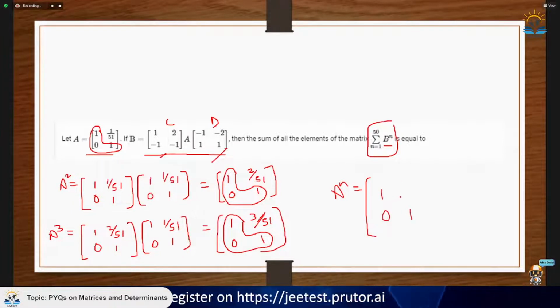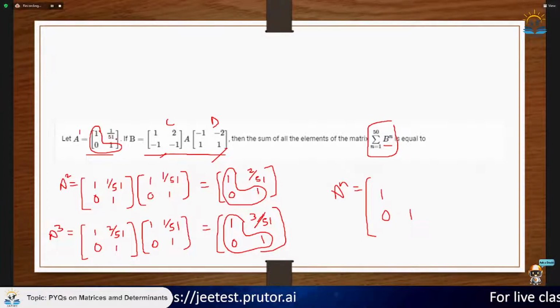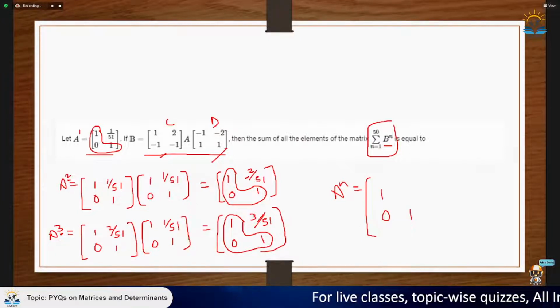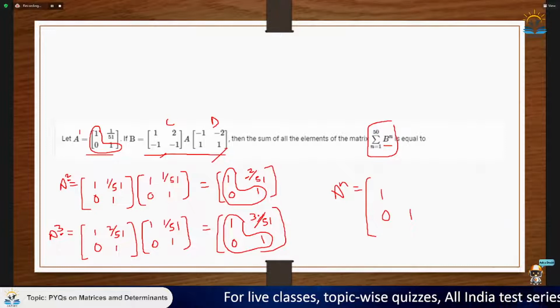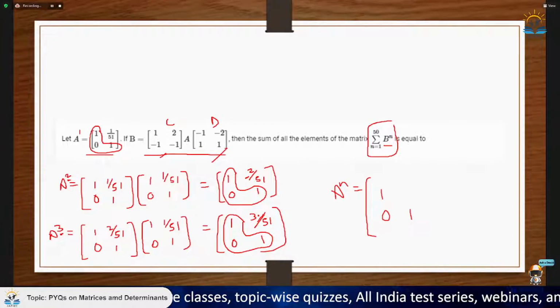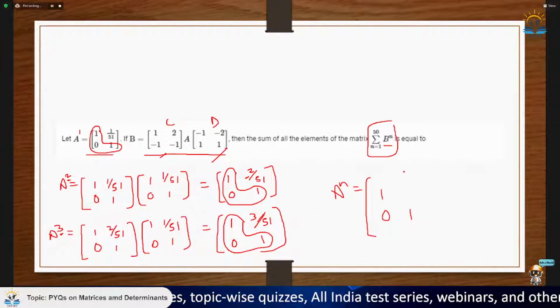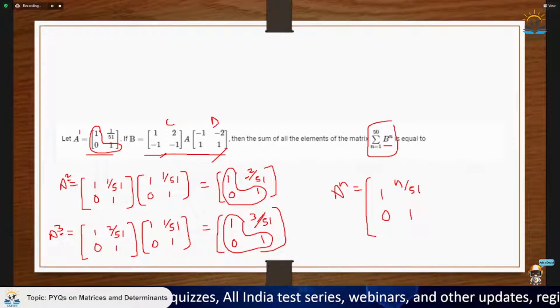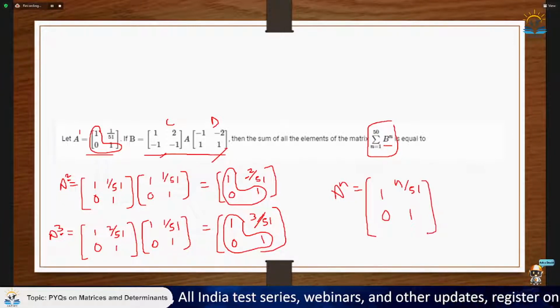You need to figure out this one element. You can see that when A power 1 is there, you are getting 1 by 51. When A power 2 is there, you are getting 2 by 51. And similarly, when A power 3 is there, you are getting 3 by 51. So basically, you are getting n upon 51 here, where n is the power on which A is raised to. So basically, for A power n, you will be getting n by 51. Simple. Cool. So this is my A power n.